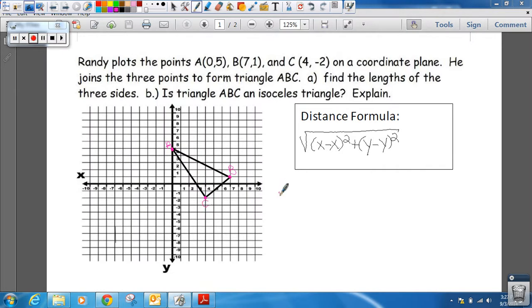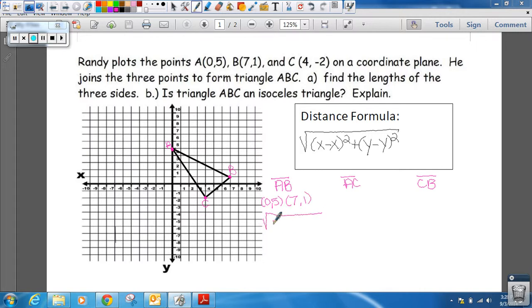So basically it wants us to find the lengths of the three sides. My three sides: segment AB is a side, segment AC is a side, and segment CB is a side. And those are in no certain order. Those are just the three sides. So I can use my distance formula to find those lengths. So what I do is I write down my coordinates. A is at 0, 5. B is at 7, 1. So now I plug them into my formula.